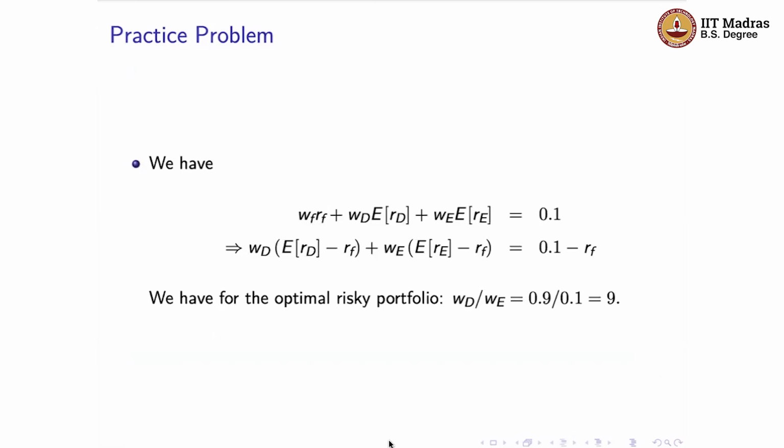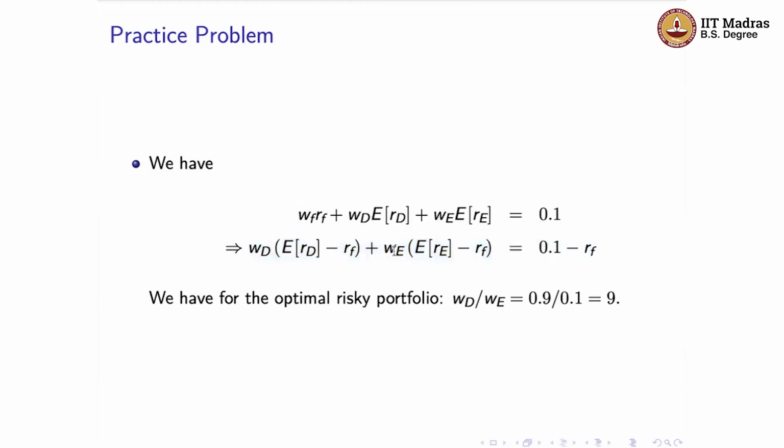So again, let us start with what the target is. Remember, the idea is that the three weights should be such that the expected return, which is the weighted average of the expected returns of the underlying assets, must add up to 0.1. So therefore, we have WF RF plus WD expectation of RD plus WE expectation of RE is equal to 0.1. Now, you can actually rewrite this WF as 1 minus WD minus WE, because the three weights must add up to 1. And if you do that and simplify, you end up getting this expression here. That's the first step. Now, what's the next step?